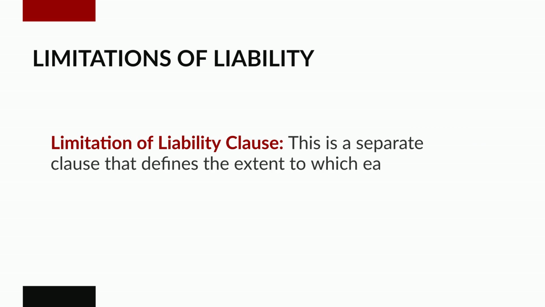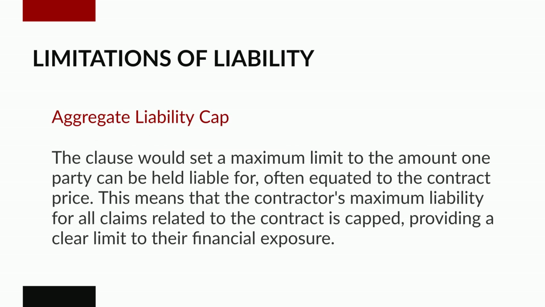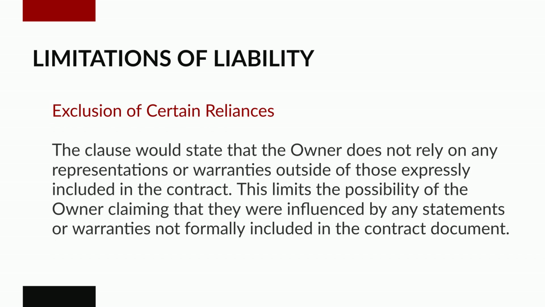Limitation of liability clause. This is a separate clause that defines the extent to which each party accepts liability to the other. Here's how it is typically structured. Aggregate liability cap. The clause would set a maximum limit to the amount one party can be held liable for, often equated to the contract price. This means that the contractor's maximum liability for all claims related to the contract is capped, providing a clear limit to their financial exposure.